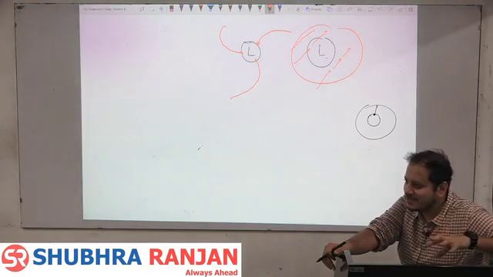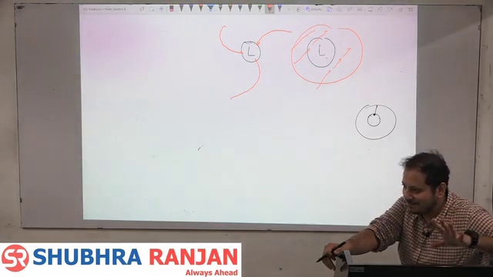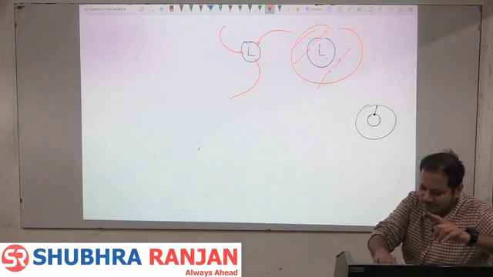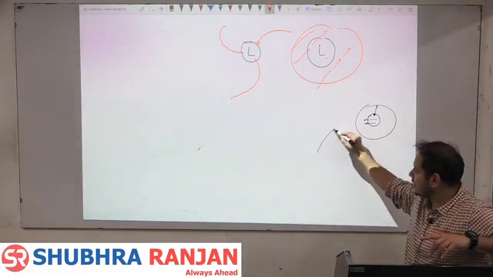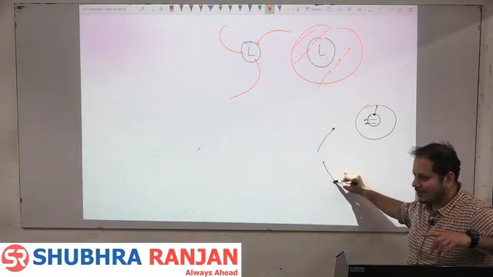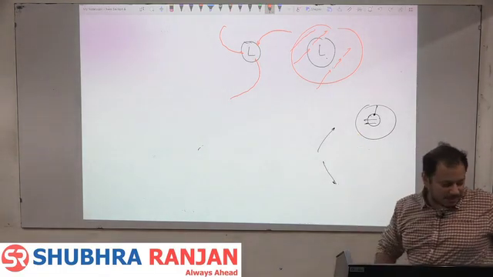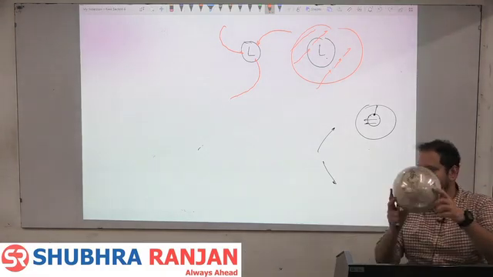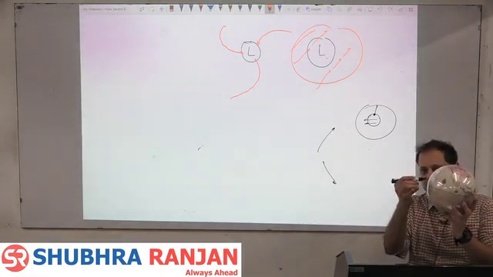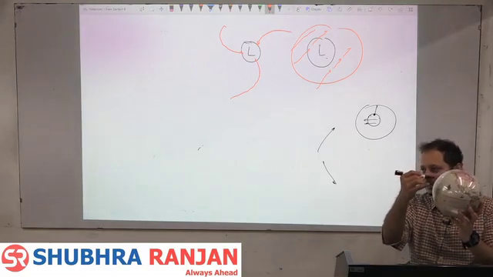Wind generate ho rahi hai due to high pressure and low pressure. Earth agar rotate ho raha hai to wind aise generate honi chahiye thi. Aise kyun ho rahi hai? Earth ka rotation kya hai? West to east. Right? Aise hai. Wind aisi hai ya sari winds aisi hai?